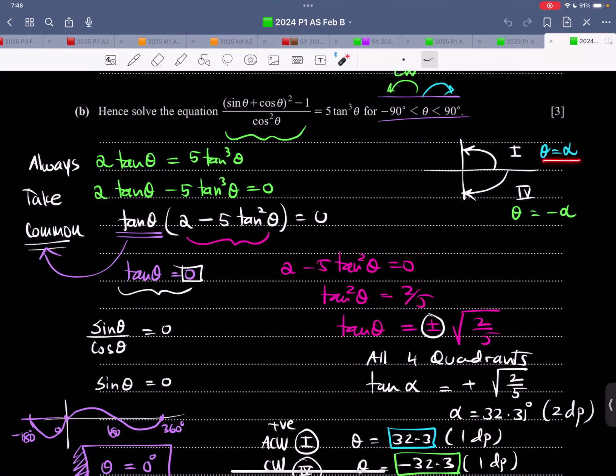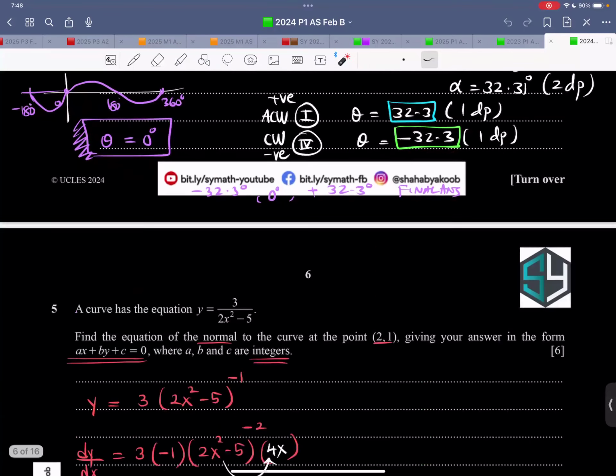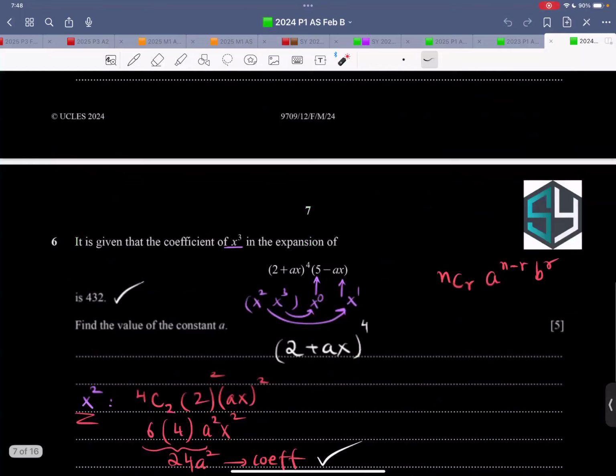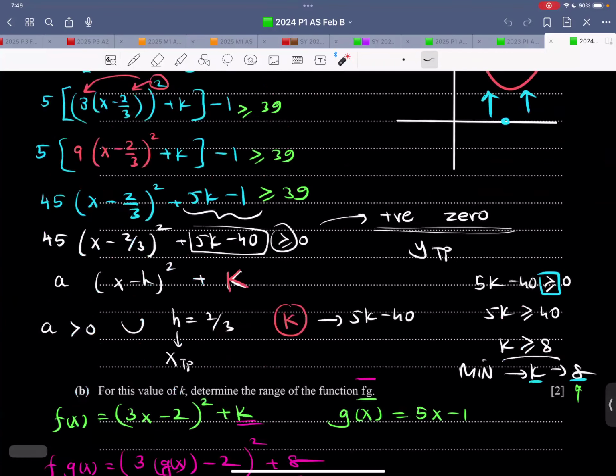So now in the first quadrant, theta is alpha. In the fourth quadrant, theta is negative alpha. So this is alpha taken out with a positive ratio. Work in 2 dp, final answer 1 dp. This is the first quadrant answer. This is the fourth quadrant answer. And over here, I have written all of them in ascending order. So that is a must. Negative, 0, positive. That is the thing over here. And I'm just looking, is there anything else to do with circular measure?